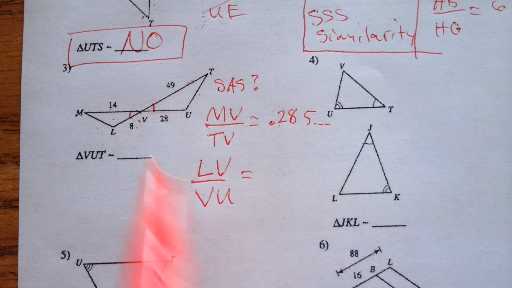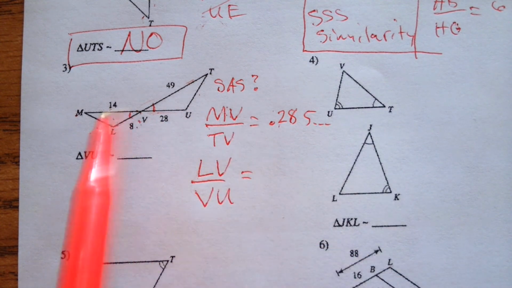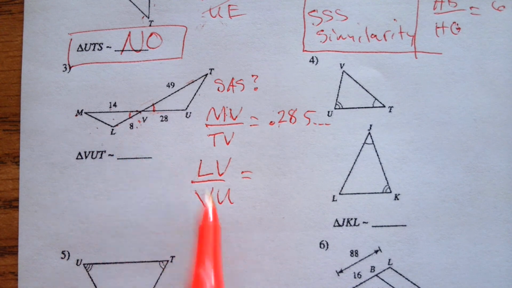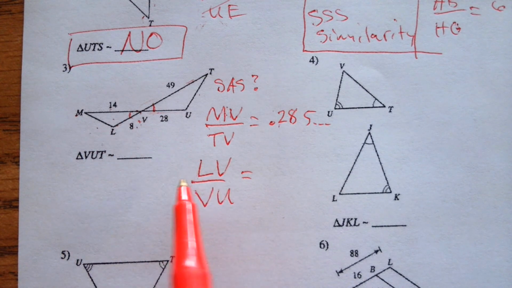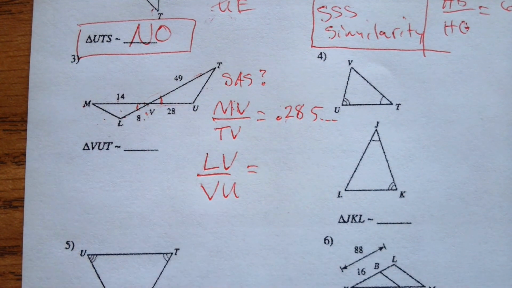VU. Yeah. Because we started on this one with a small triangle. So on this one we have to start with a small triangle. So 8 divided by 28. 8 divided by 28. Is this proportional? Yes, it is.